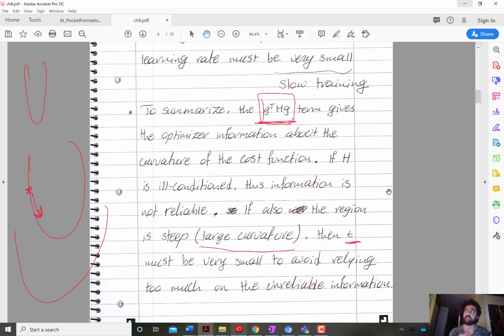So the more the Hessian is ill-conditioned, right, the slower would be my training if I want it to be stable. The more the Hessian is well-conditioned, or it exhibits similar eigenvalues along the different directions, then I could trust the gradient direction to take larger and larger steps.